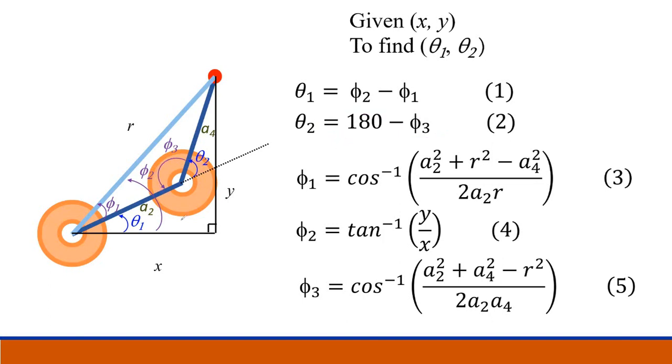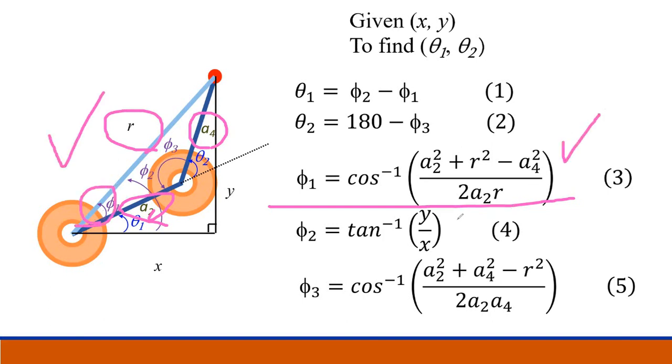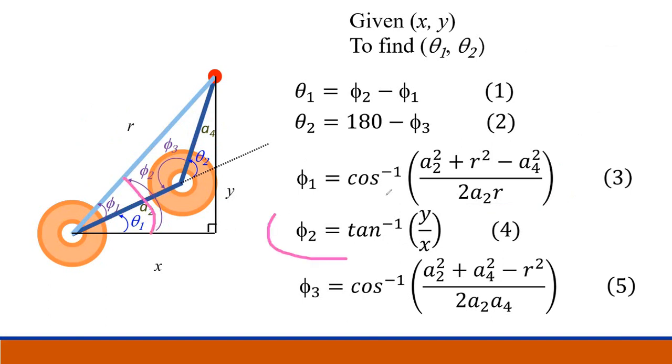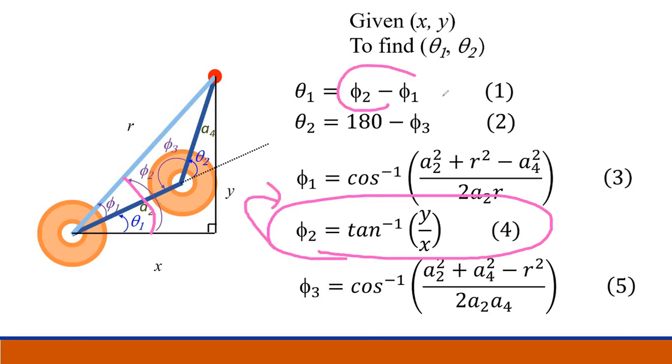Now phi 1 is actually an arccosine, using the cosine rule. You have A2, A4, and R, the three sides, to solve for the angle. That's the cosine rule. Then phi 2 is from here to here. You have y and x, so you can solve phi 2. And phi 2 minus phi 1, you get your theta 1. So theta 1 can be solved using equations 3 and 4.